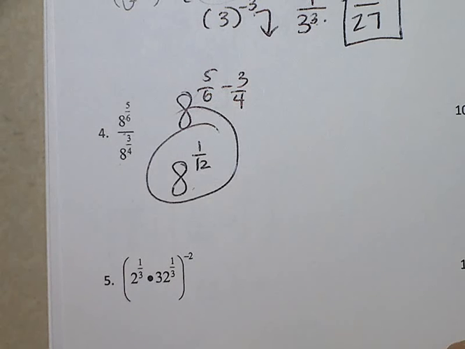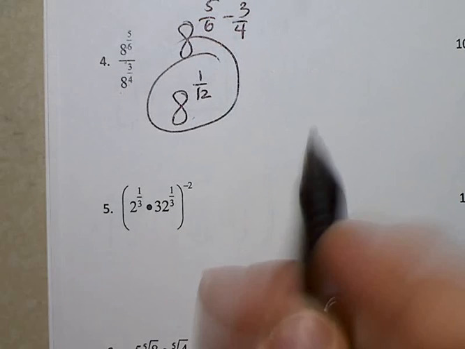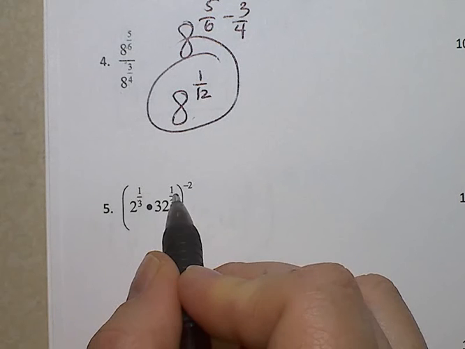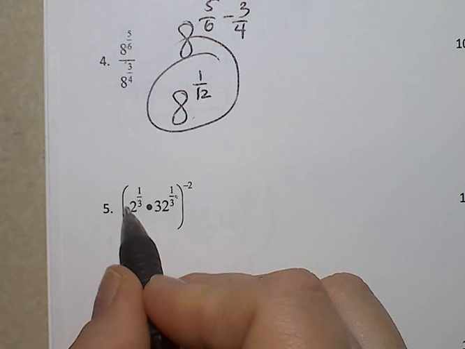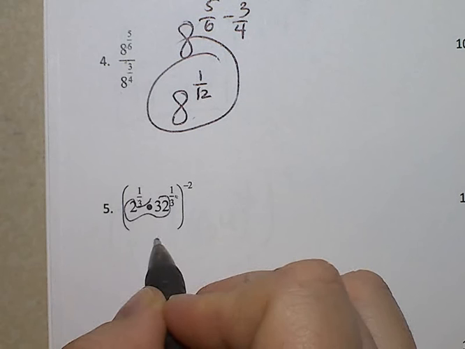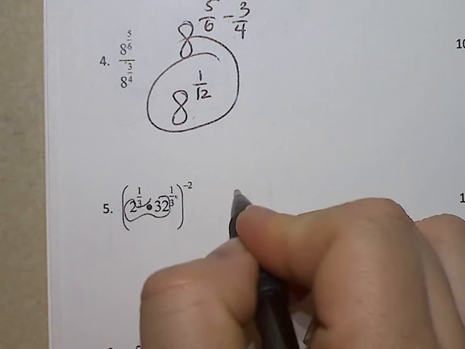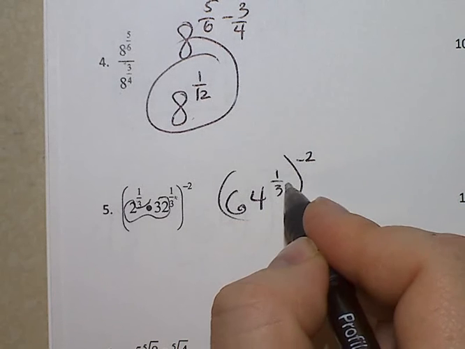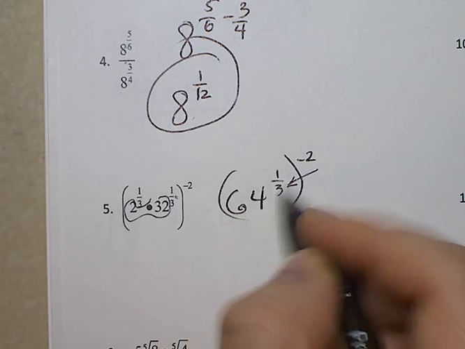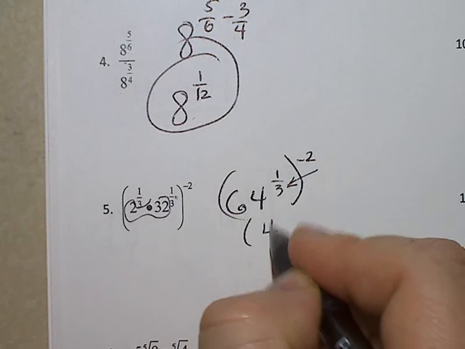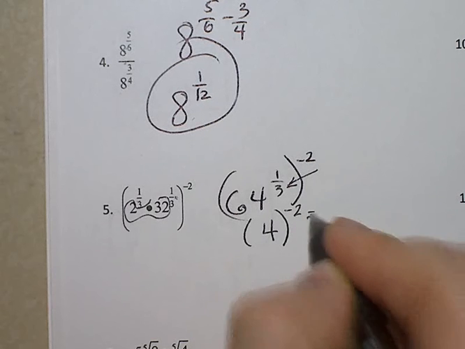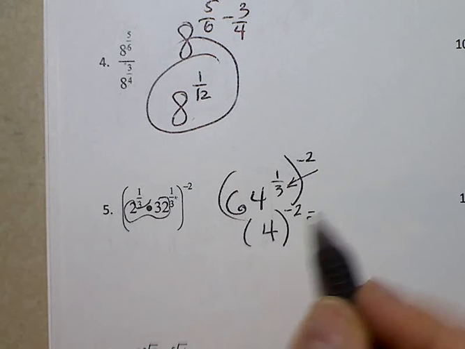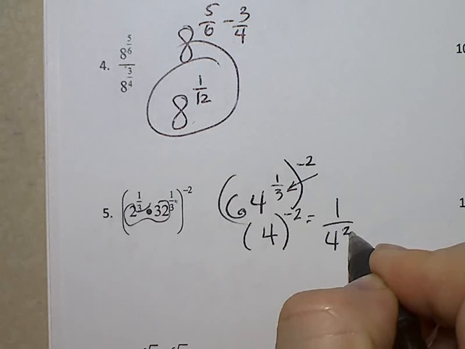Number 5 is similar to number 3, but instead of dividing, you're multiplying. When you have the same exponent and you're multiplying or dividing, you can go ahead and do the operation that it calls for. 2 times 32 is 64. What times itself 3 times gives you 64? The answer is 4. The negative exponent has to go to the bottom. And 4 squared is 16.